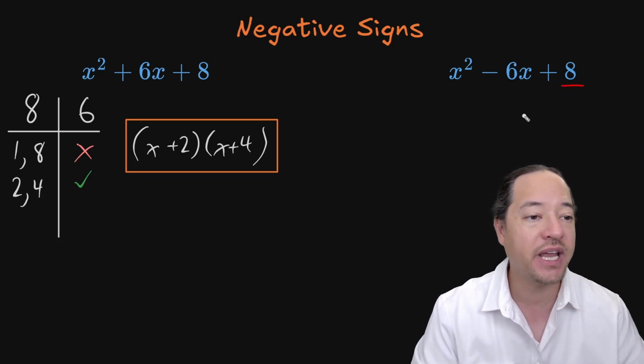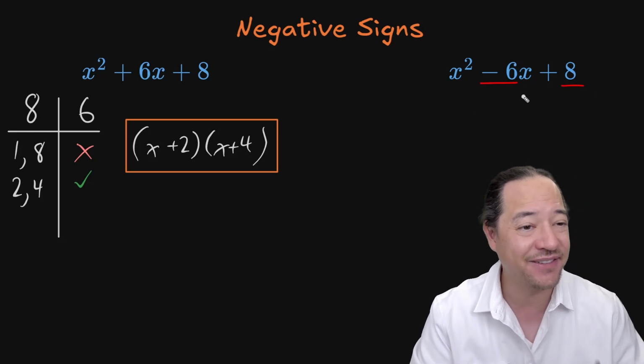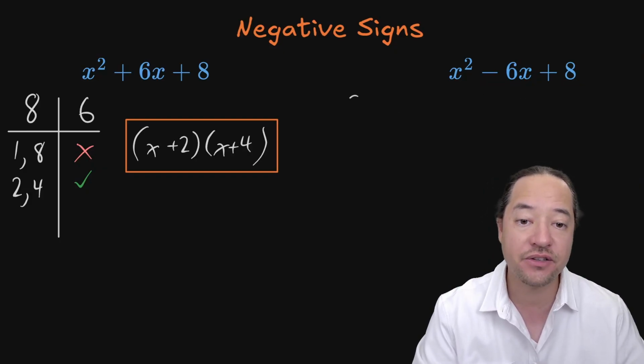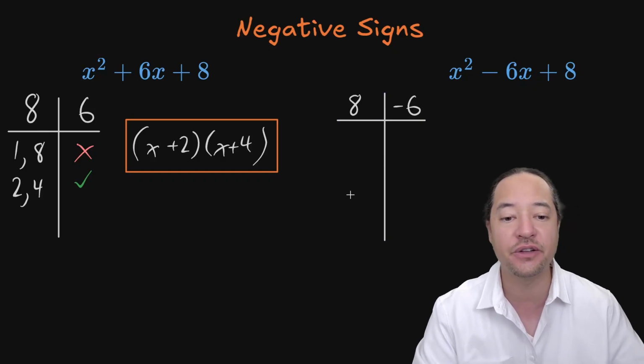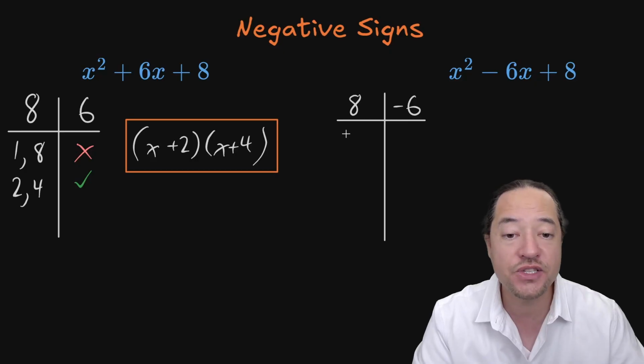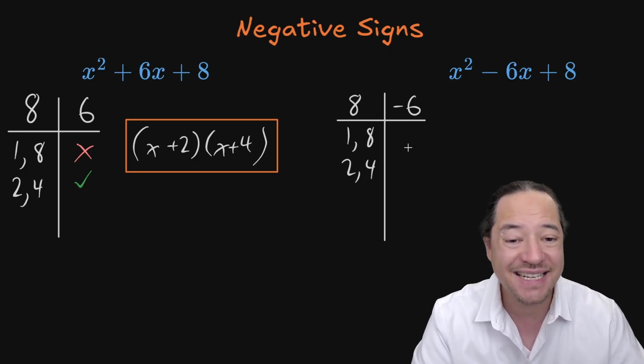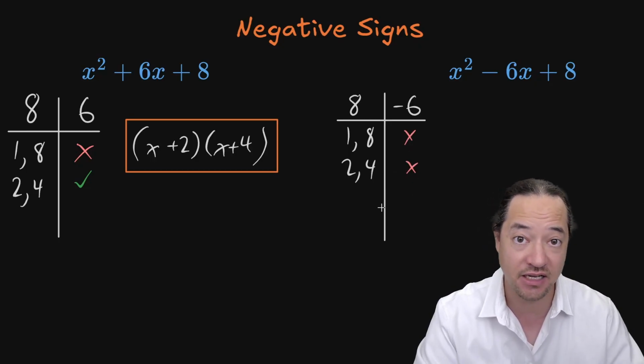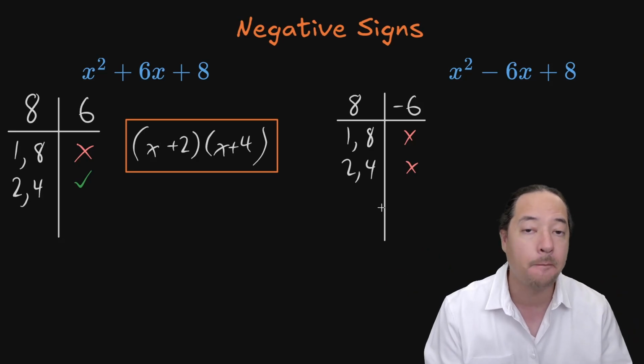So once again, we have an 8 here, and now we have a negative 6. Okay, so what we're saying is that we want the product of our factors to equal 8, but we want the sum to equal negative 6. Okay, now this is going to be a little bit interesting. So before we saw the factors of 8 are 1 and 8, 2 and 4, but 1 plus 8 is positive 9, 2 plus 4 is positive 6. Neither of these is going to give us negative 6. Looks like we're stuck. What do we do?